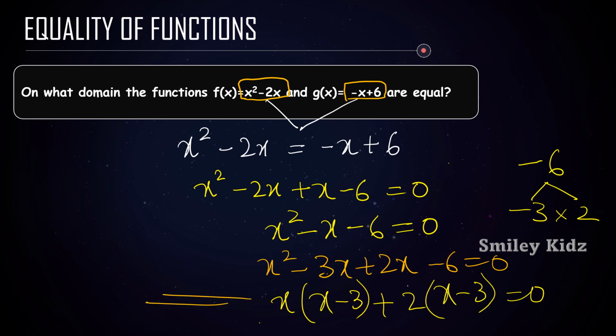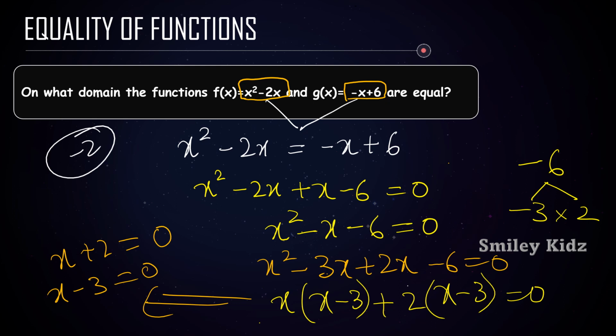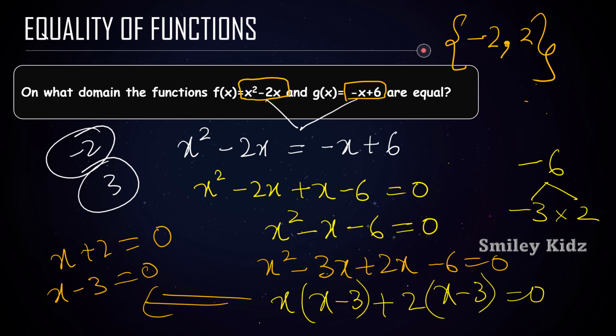Now what are the two things I have over here? x plus 2 equals 0 and x minus 3 equals 0. Here you're going to have minus 2 and 3 as our domains. Now you're going to write down a conclusion step saying that, therefore, f of x and g of x are equal on the domain. You'll write it in this manner: on the domain -2, 3. Alright, this is the end.